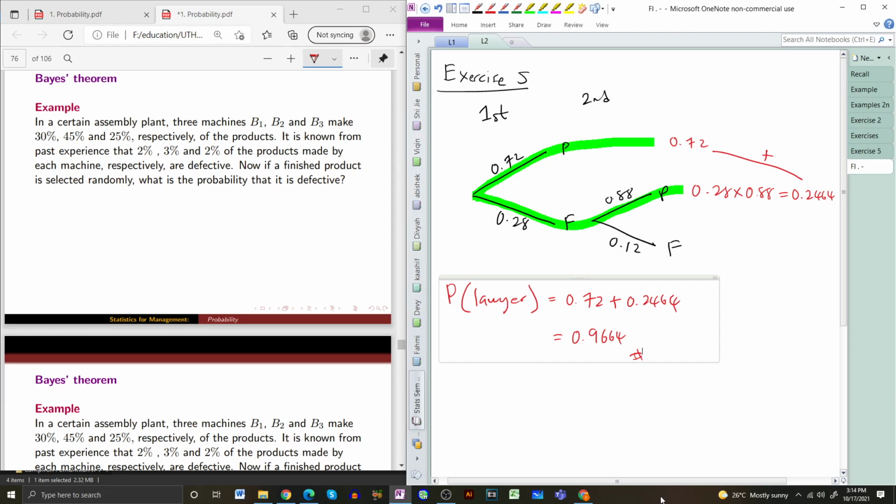Tomorrow, Monday and Tuesday, there will be a tutorial, 2 hours. Monday is 11 to 1. I don't know which section, maybe section 1, section 2. During the tutorial, I will go through this Bayes theorem. And after going through the Bayes theorem, then I will go through the tutorial questions with you all. All right.